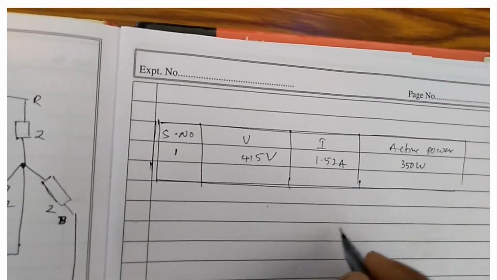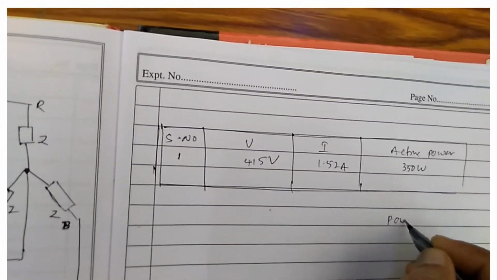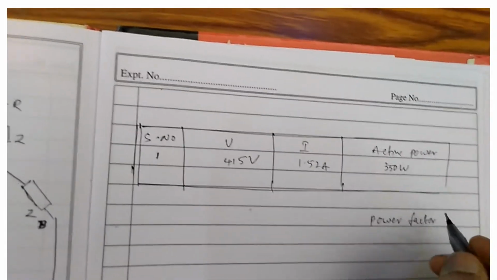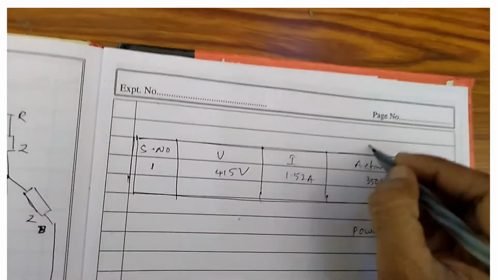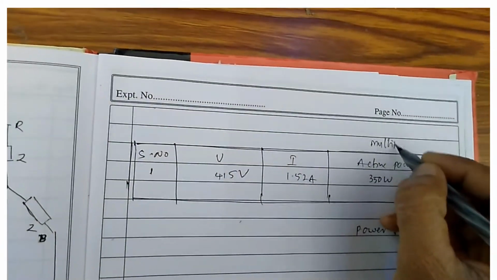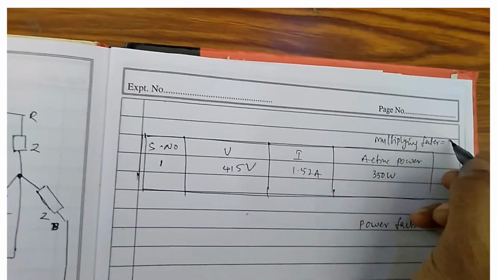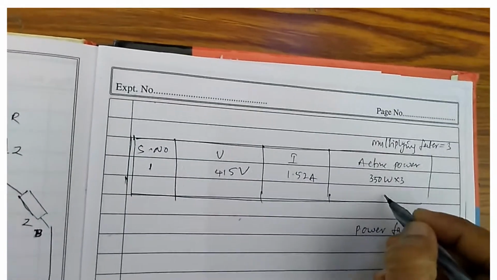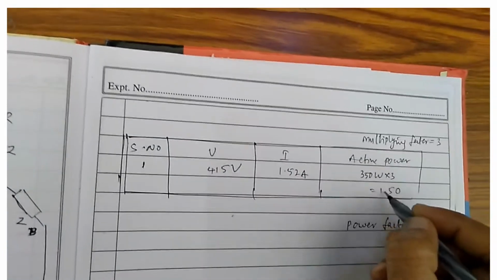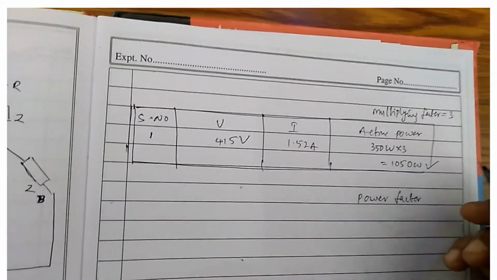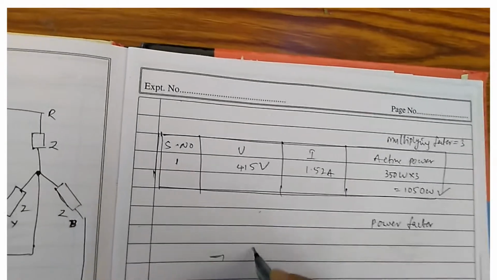You can calculate the power factor. As I told, the multiplying factor is 3. That means 350 into 3, which gives 1050 watts. So the active power is 1050 watts. From this we can calculate the power factor by using the power equation.